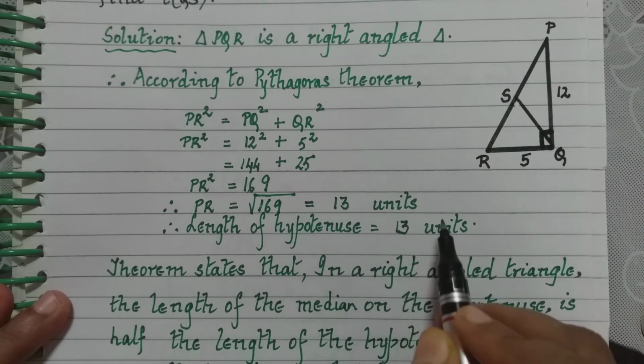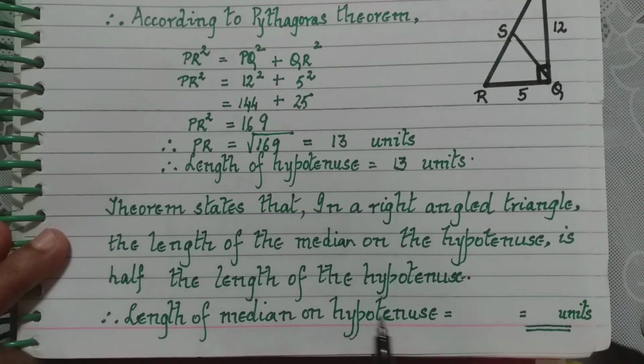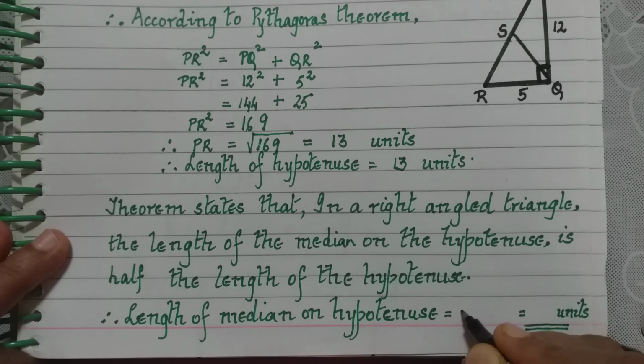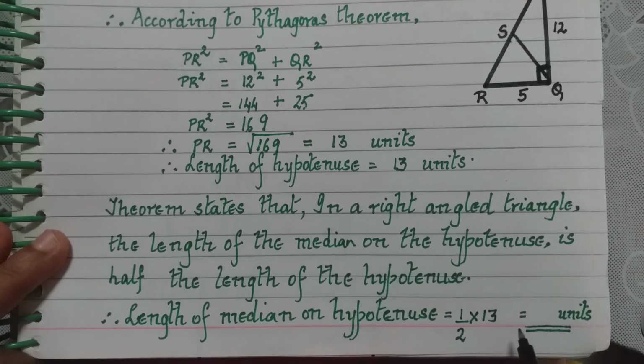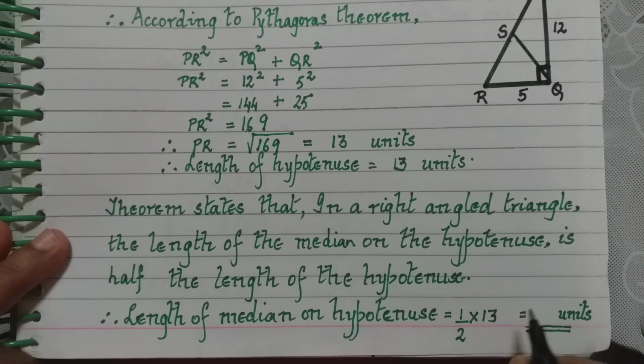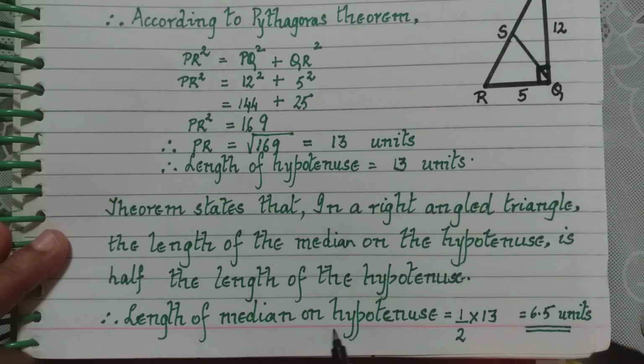What was the hypotenuse? 13 units. So length of the median on the hypotenuse is equal to half into 13. Okay, 12, we know half of it is 6 and this is 13. So 1 extra. Half of 1 is 0.5. So this will be 6.5 units. So length of median on the hypotenuse is 6.5 units.